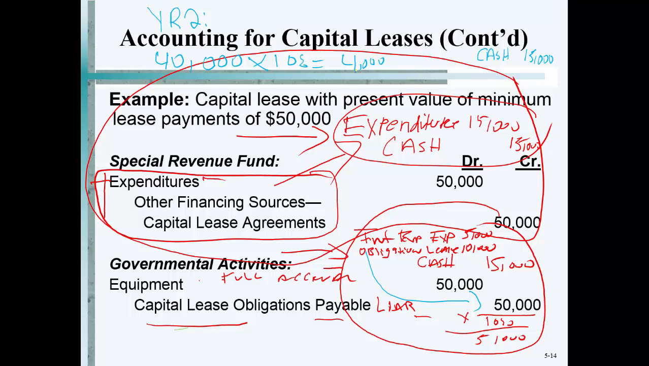So in year 2, I'm going to go ahead and I'm going to debit now interest expense. Can't believe this thing's letting me write up here. Interest expense is what? $4,000. And now the obligation, the liability is going to be debited for how much? For $11,000, right?